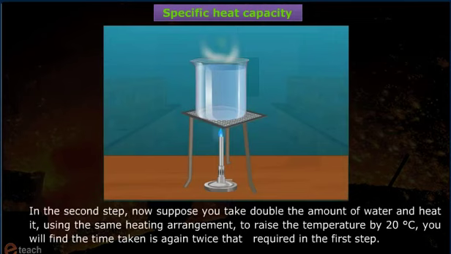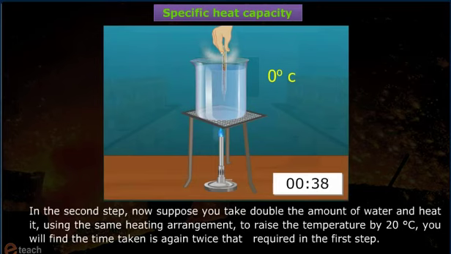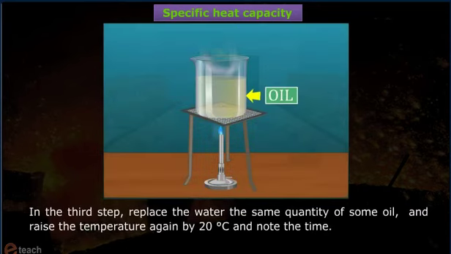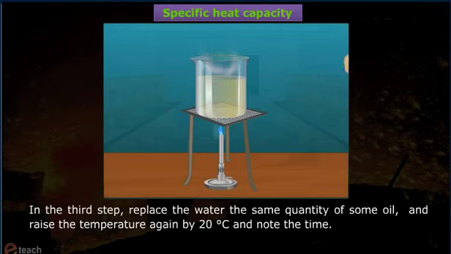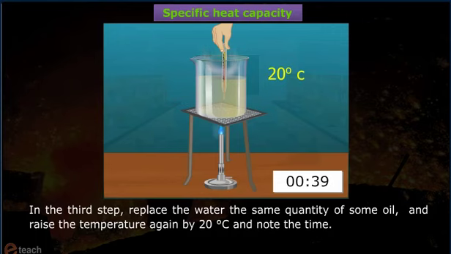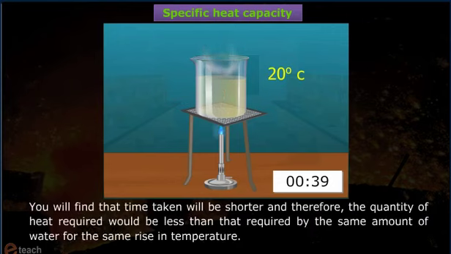In the second step, now suppose you take double the amount of water and heat it using the same heating arrangement to raise the temperature by 20 degrees Celsius. You will find the time taken is again twice that required in the first step. In the third step, replace the water with the same quantity of oil and raise the temperature again by 20 degrees Celsius and note the time. You will find that the time taken will be shorter, and therefore the quantity of heat required would be less than that required by the same amount of water for the same rise in temperature.